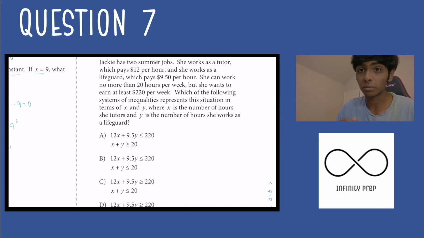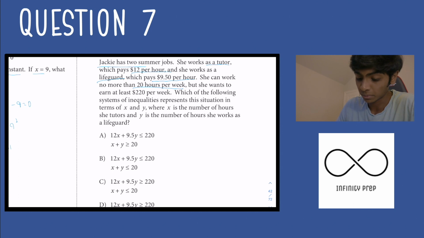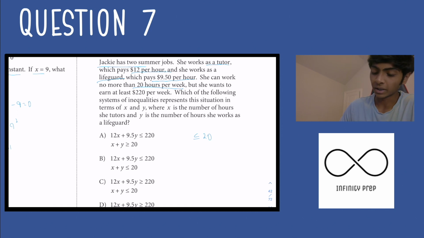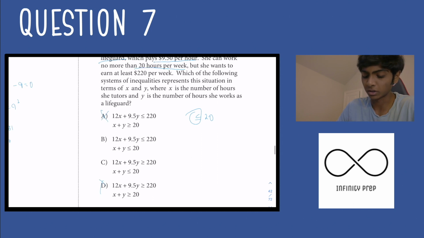Okay, now let's go on to number 7. Number 7 states that Jackie has 2 summer jobs. She works as a tutor that pays her $12 an hour, and a lifeguard that pays her $9.50 an hour. She can work no more than 20 hours per week. So we would look for something like this. So no more is going to be looking like this, because the maximum amount of hours you can work is 20. So that's the sign we would use. So anything that doesn't match up with that, we can cancel out. And A and D don't match up with that.